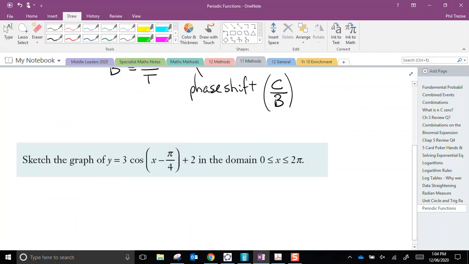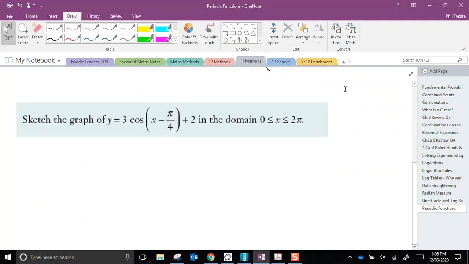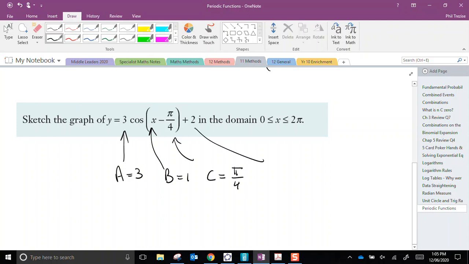Now, here's one, and of course it's got a phase shift, doesn't it? Let's identify what we're doing here. This would have an amplitude A equal to 3. It would have B equal to 1, C equals pi over 4, D equals 2.